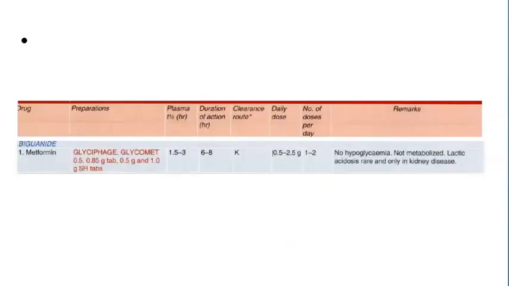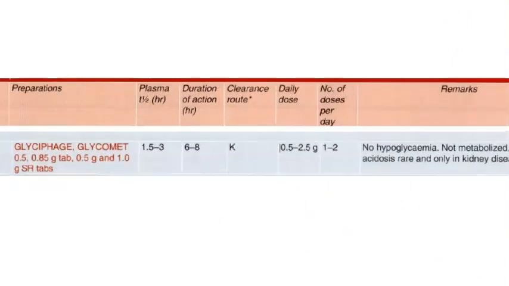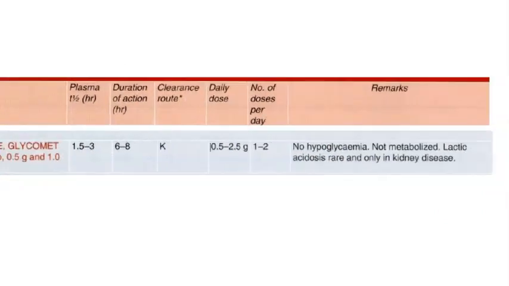Now look at this, everything about metformin they have tried to summarize in this table. Looks like metformin half-life is around 2 hours. Zoom please. So half-life is around 2 hours. Then daily dose you can give up to 2.5 gram. Clearance route is kidney, that you know. Duration of action, it acts for around 6 to 8 hours. It does not cause hypoglycemia. It is not metabolized by us. It is removed by the kidney.